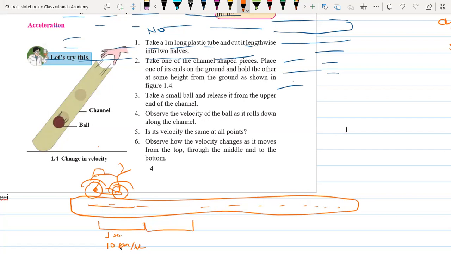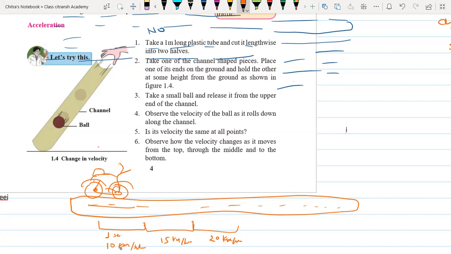But on the second second, its velocity increases by 5 kilometers, so I can write 15 kilometer per hour now. After that, on the third second, its velocity increases by 5 again, so on the third second its velocity is 20 kilometer per hour. That means every second, the velocity of Aman's bicycle increases, right?